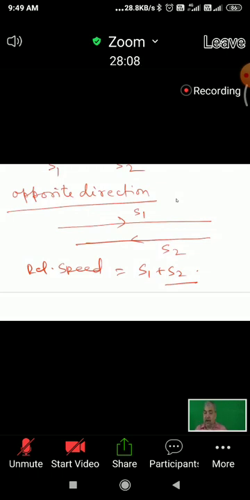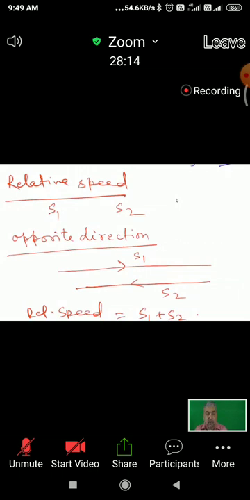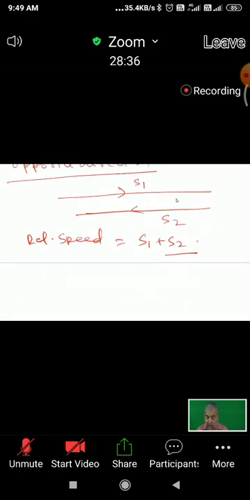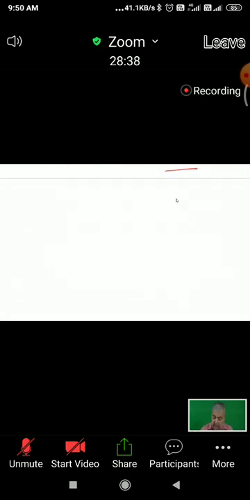I'm audible. So, relative speed has two situations. There are two moving bodies, two trains or two cars, for example, and they are moving in the opposite direction. The relative speed will be the sum of the speeds. S1 plus S2 is the relative speed of one moving body with respect to the other moving body. Now, suppose they are moving in the same direction.